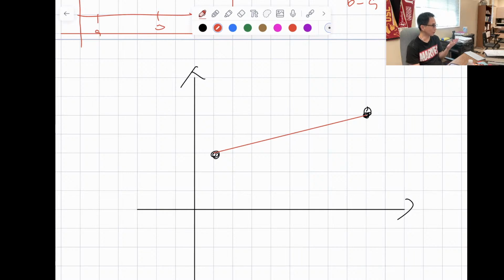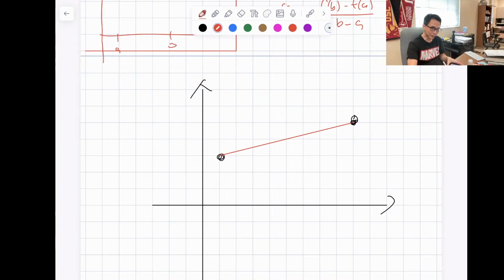One-fourth. Good. So you can figure out the slope of those 2 points, right? How do you figure out the slope of this line? f of b minus f of a over b minus a. This is the red line. But this is not a function because a function actually looks like this.